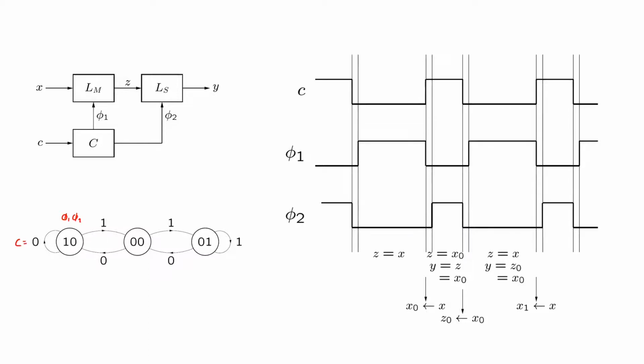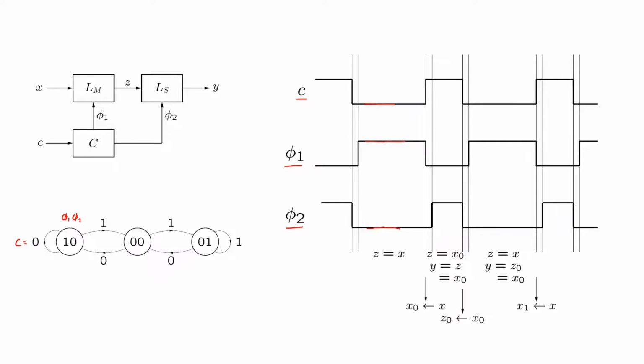In reality, C here will be the clock signal that we send to our D element. And using this clock signal, we are controlling the two latches through the control signals phi1 and phi2. So let us see what happens here in the time diagram. During this time here, the clock signal is a 0, which means that we are in the state 1, 0, so phi1 is a 1 and phi2 is a 0.